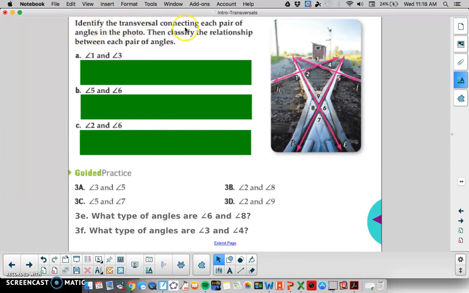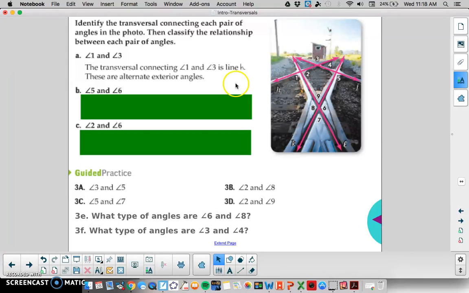All right, identify the transversal connecting each pair of angles. So angles 1 and 3 are here. The transversal that cuts through those is this line H. So the line that cuts through those other two lines is line H. Notice that these are outside the two lines, and they're on different sides of that line H. So those are alternate exterior angles.